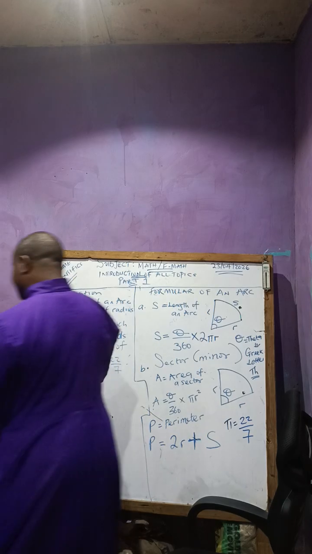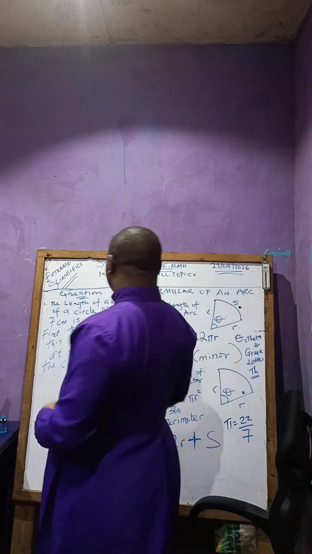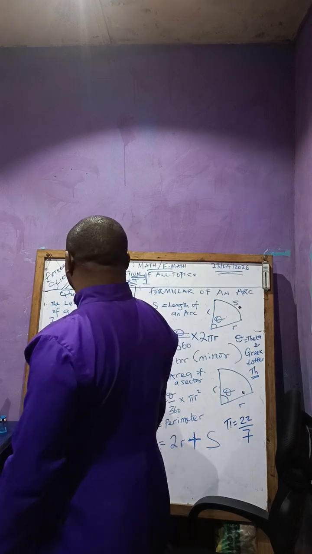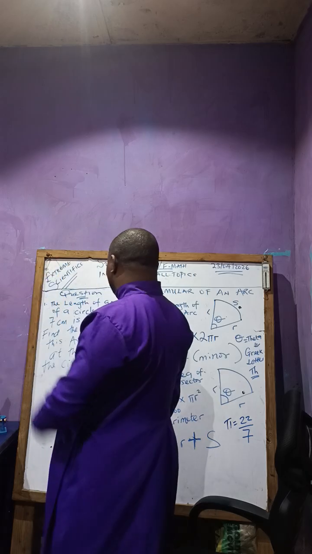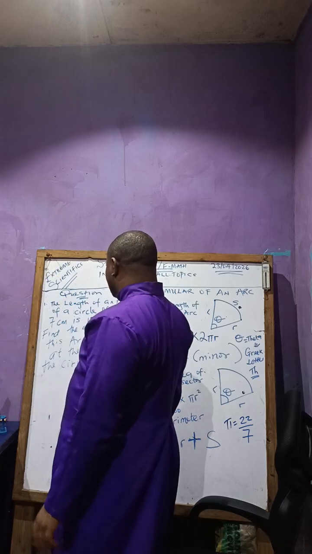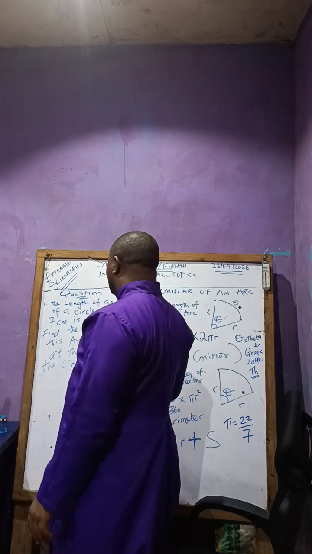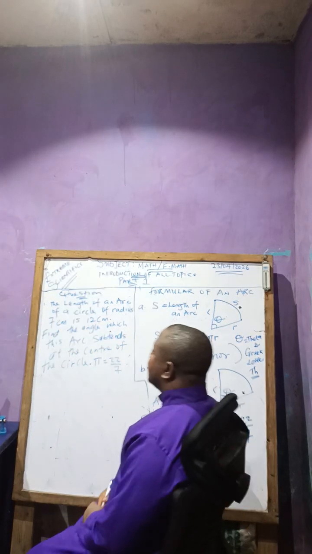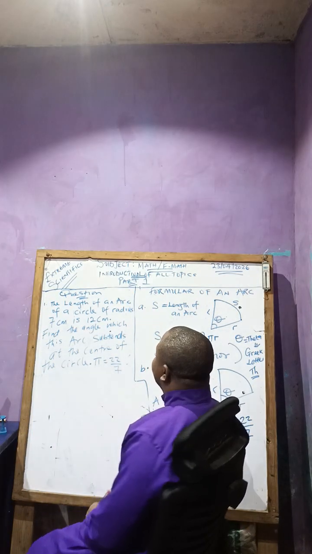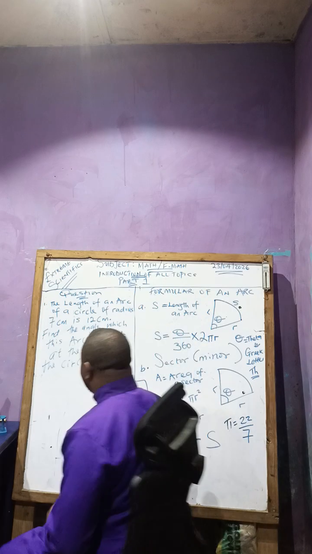What do you notice here? The length of an arc of a circle of radius 7 cm is 12 cm. Find the angle which this arc subtends at the center of the circle. What does it mean? Look at it. What are those things they give us? The length of an arc. We are being given S, right?